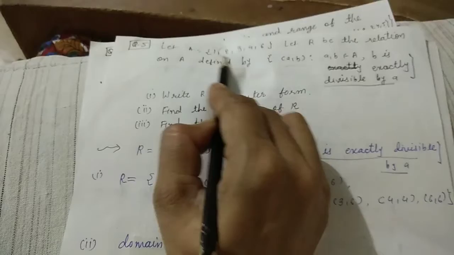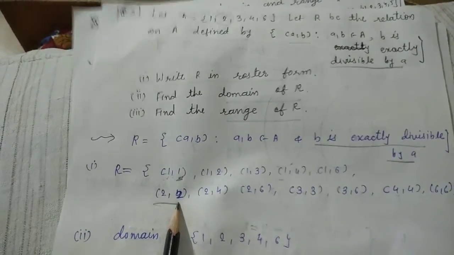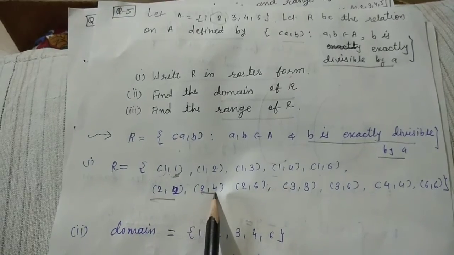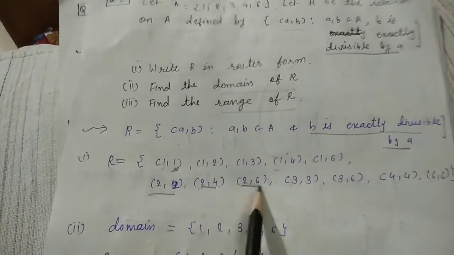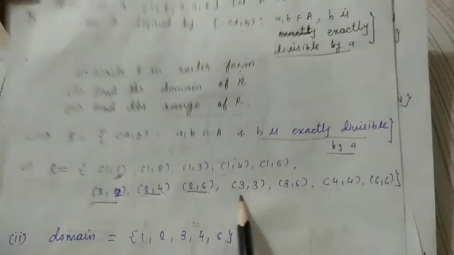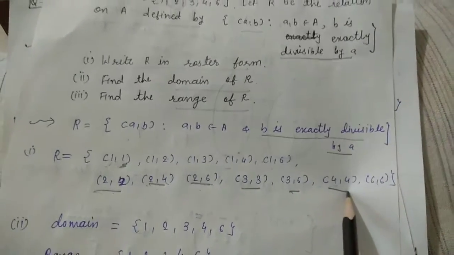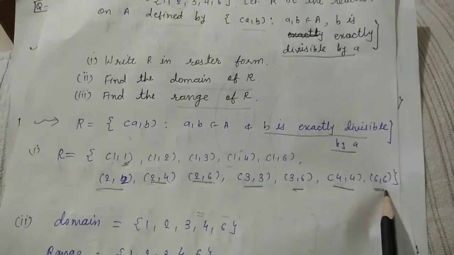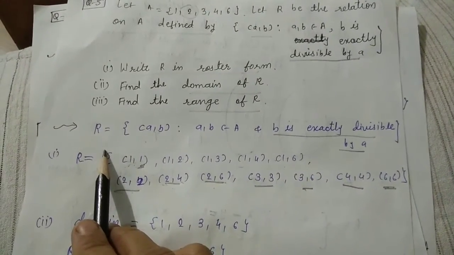Now if I take 2, then 2 is divisible by itself. So (2, 2). Then (2, 4), as 4 is divisible by 2. Similarly 6 is divisible by 2. So (2, 2), (2, 4), (2, 6). Then if I take 3, then (3, 3) and (3, 6). If I take 4, then only (4, 4). And 6, then only (6, 6). So this is our relation R in the roster form.